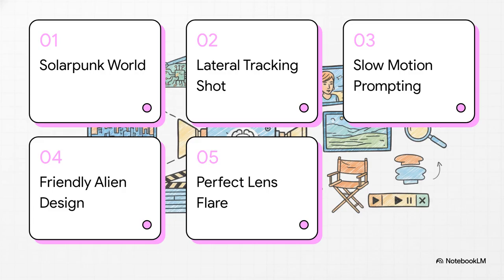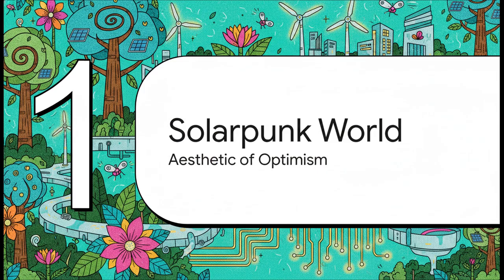So how do we actually pull this off? Well, we're going to tackle this in 5 layers. Building a solarpunk world, nailing that lateral tracking shot, prompting for slow motion, designing a friendly alien, and finally, perfecting the lens flare. Let's jump into Layer 1, building a solarpunk world, the aesthetic of optimism.